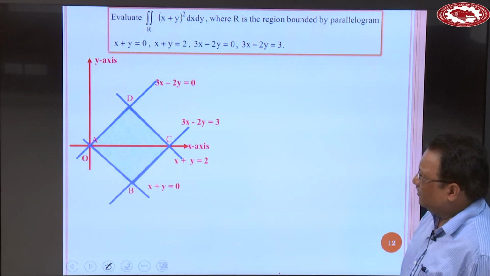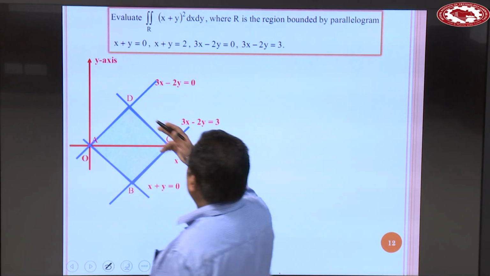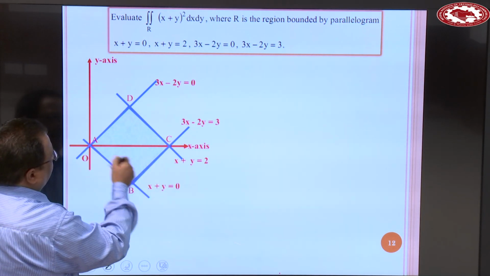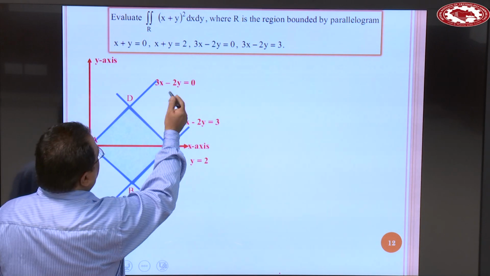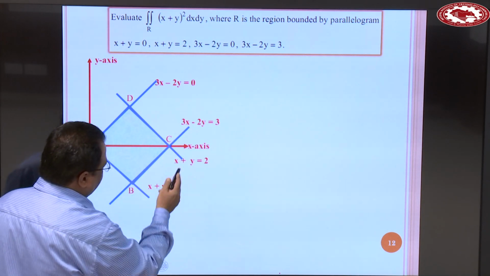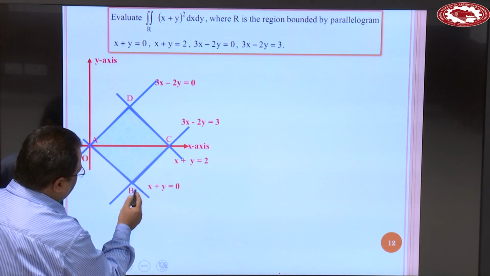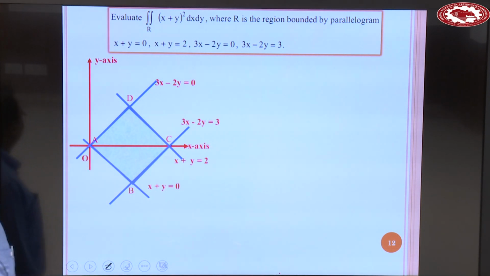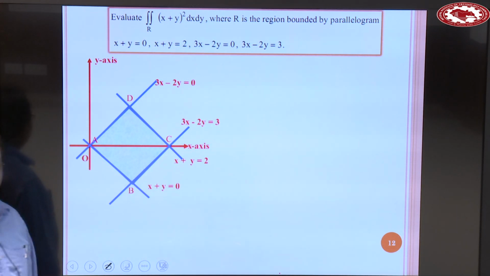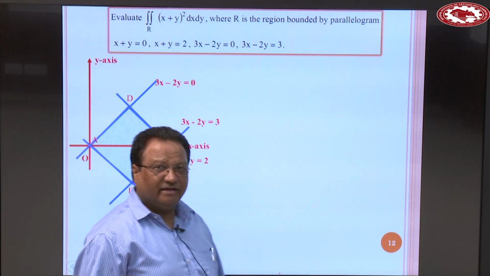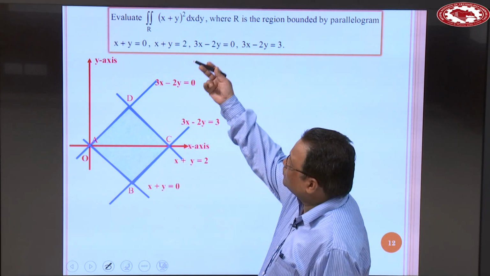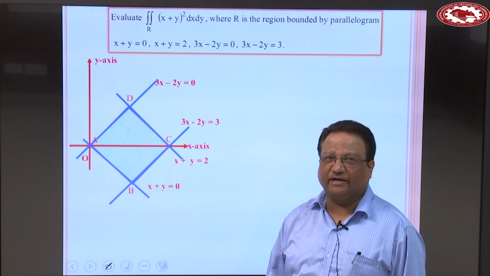Okay. Now when you draw the rough sketch of this region of integration, you will get this type of region. This line is 3x minus 2y = 0, this one is 3x minus 2y = 3, this one is x plus y = 2, and this one is x plus y = 0. So this is the region of integration. Clear? Now here it is not written that we should use the transformation.